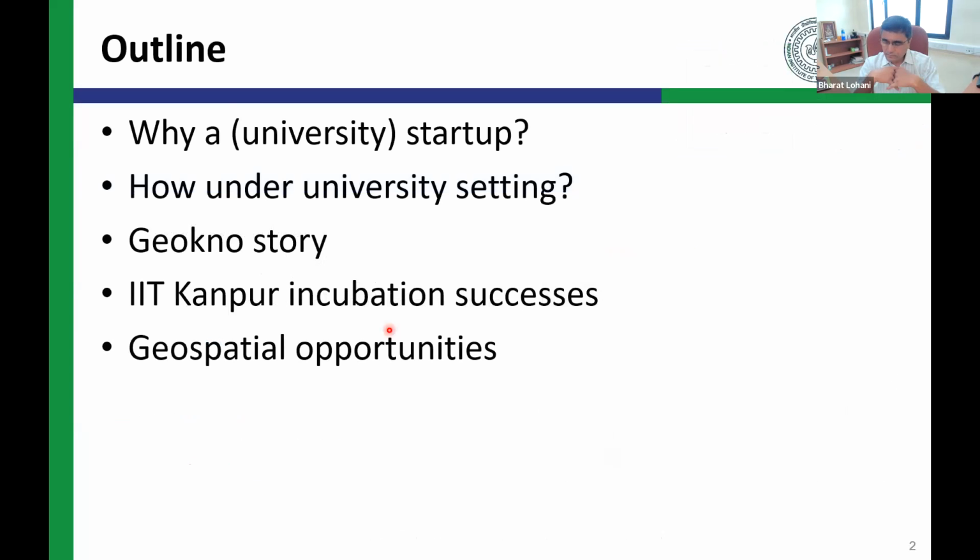So as I said, at the end of my presentation, we will be able to understand why startups are important in a university setup, should be there, and then how in a university setup, because this is our story in IIT Kanpur, the startups can flourish. What should be done? What is the required thing? And it's for the authorities, it is for the students, it is for the faculty members, it is for all. Of course, then, as I said, I will try to take you to the GeoNo story also. And then finally, to the geospatial opportunities that we have today.